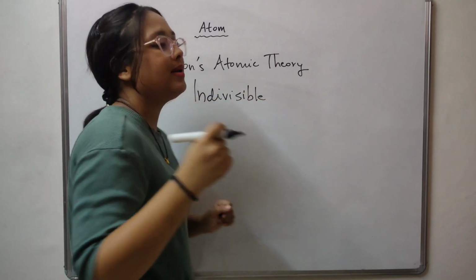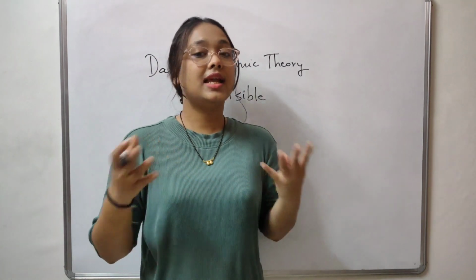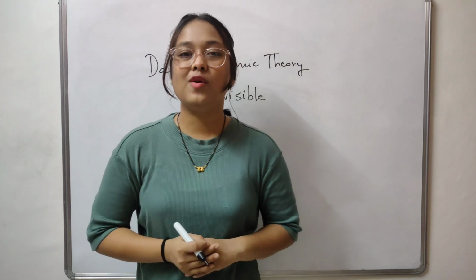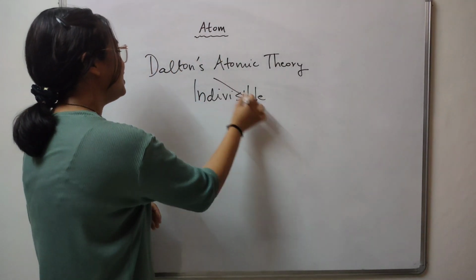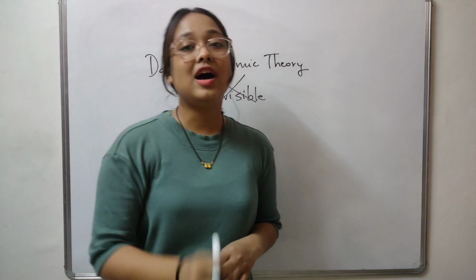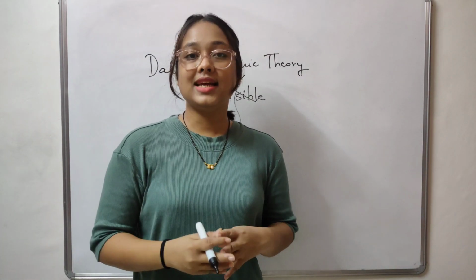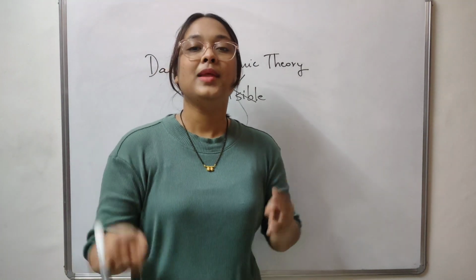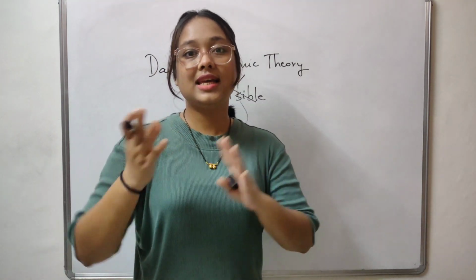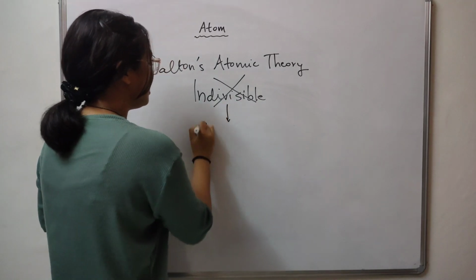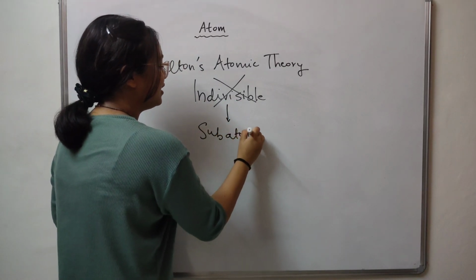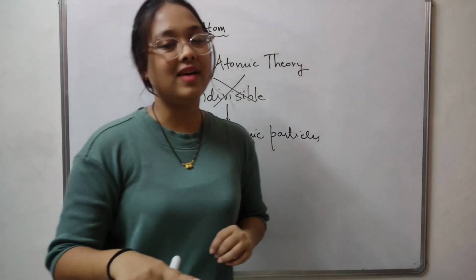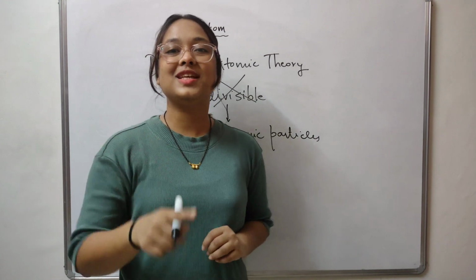The meaning of the term indivisible is that atoms cannot be divided any further. But this very postulate, which was put forward by Dalton, was proved to be wrong, and atoms were found to be divisible. Many scientists came forward and showed experiments wherein they studied an atom, and it was proved that atoms can be divided into subatomic particles. So you can say that matter is made up of atoms and atoms are made up of subatomic particles.